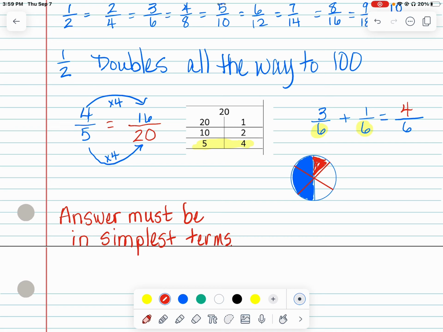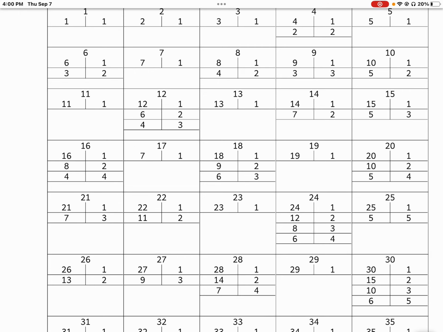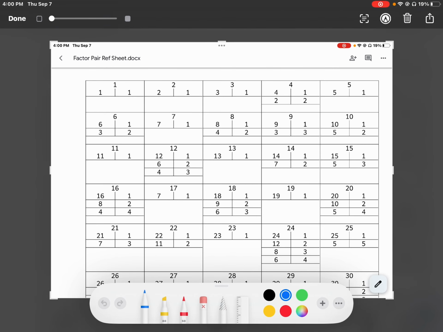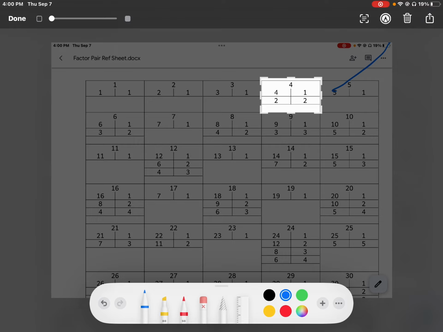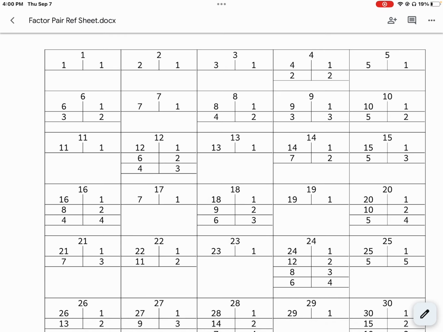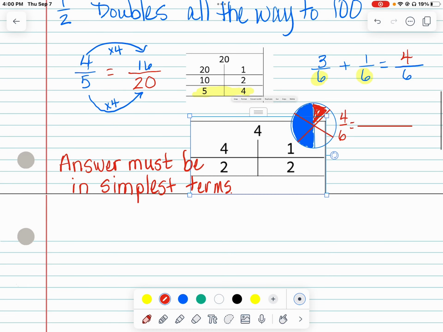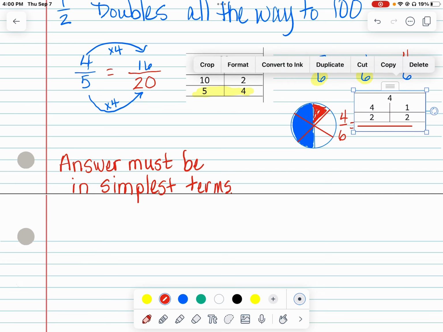So what I'm going to ask you to do is use factor pairs. And you're going to rewrite 4/6 using factor pairs. And what I mean is I'm going to go back here. I'm going to take a screenshot of 4 and its factor pairs. I'll make this small. Okay, there's 4 and its factor pairs.